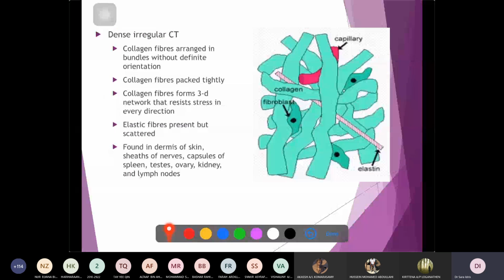If the fibers are organized haphazardly, with no nice pattern, it is known as dense irregular. The collagen fibers are arranged in bundles without any orientation, and all the collagen fibers are packed tightly. You can see some elastic fibers scattered around. It's found in the dermis of skin, in the sheath of nerves, and in the capsules of your organs: the capsule of the spleen, the testes, the ovary, the kidney, and also the capsule of lymph nodes.